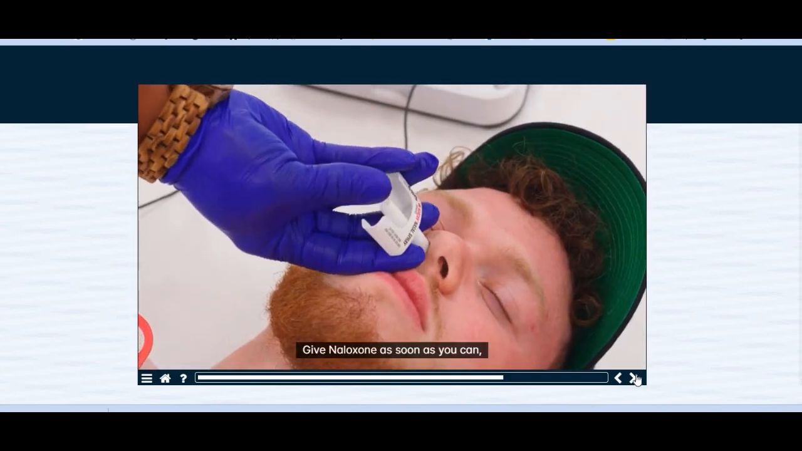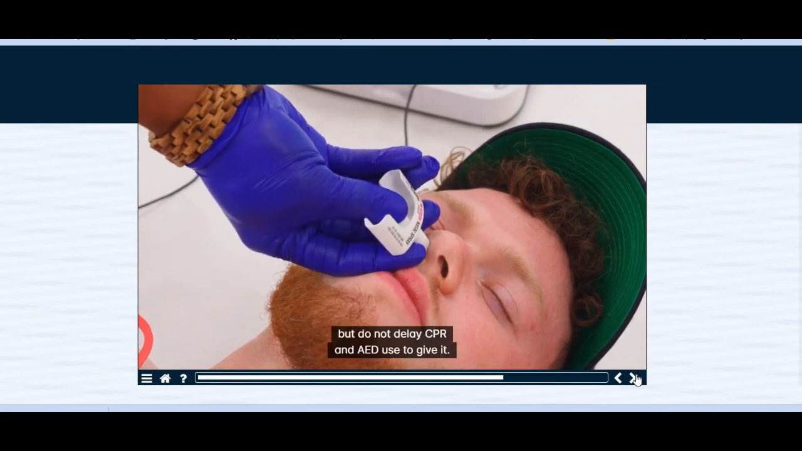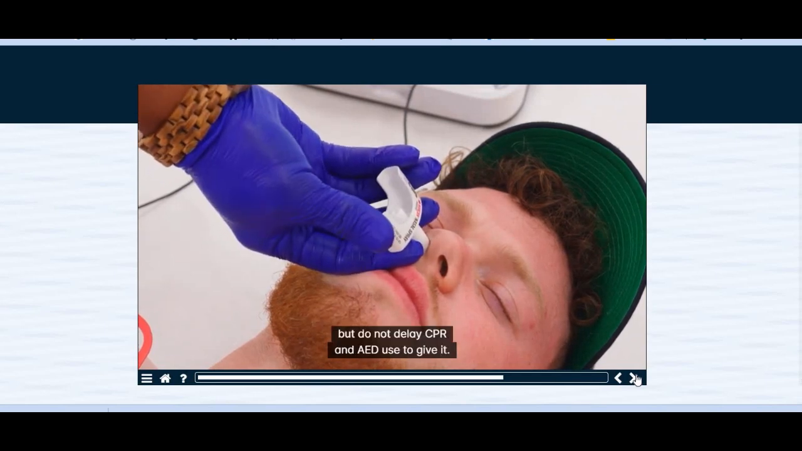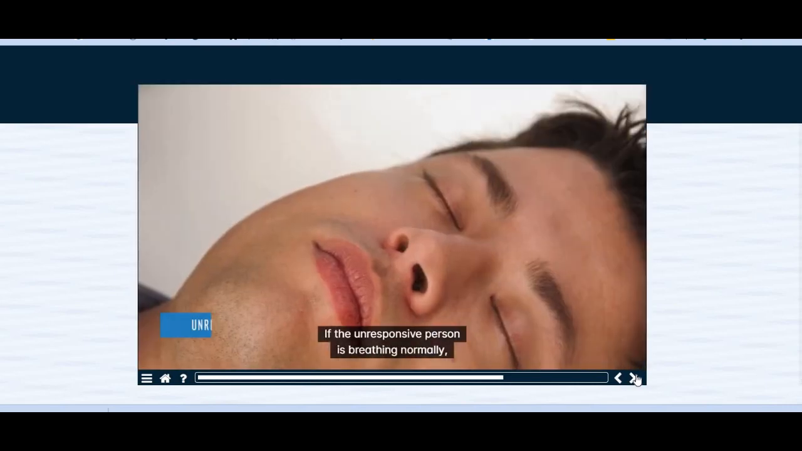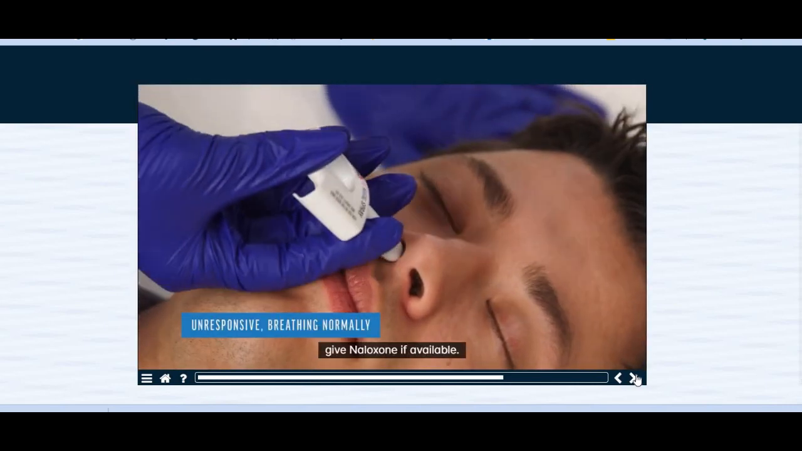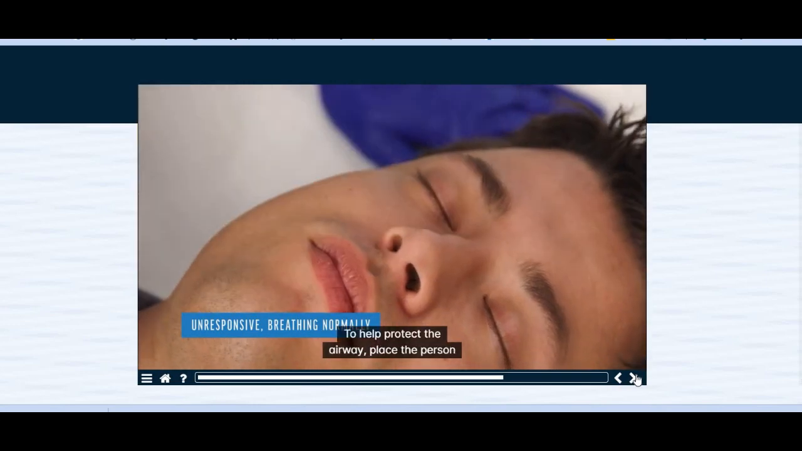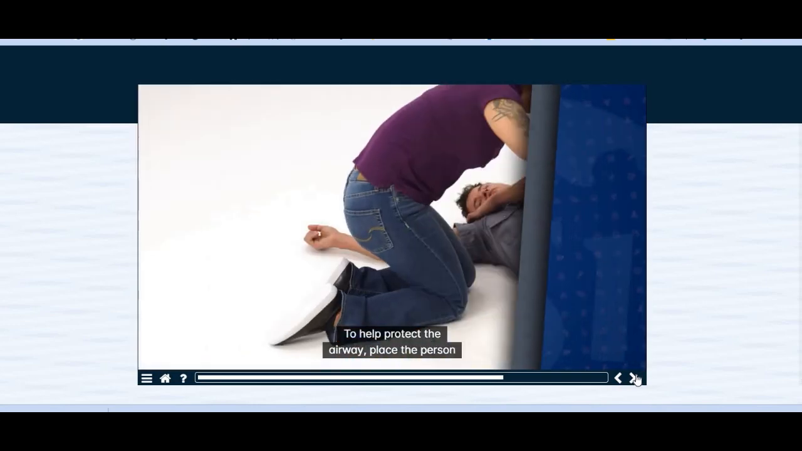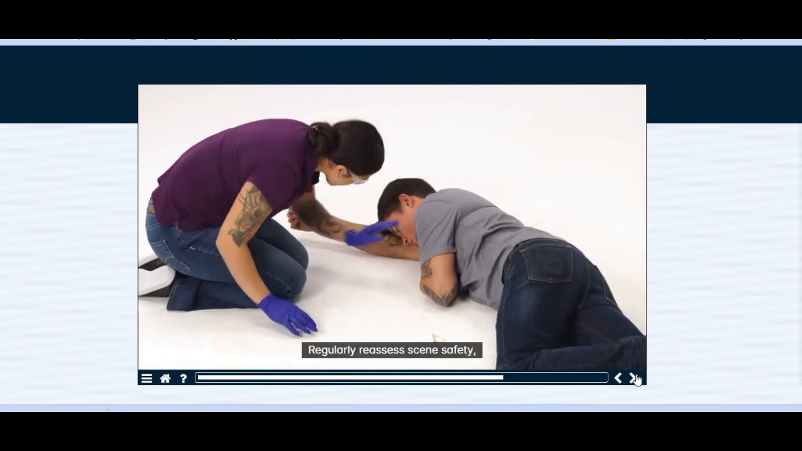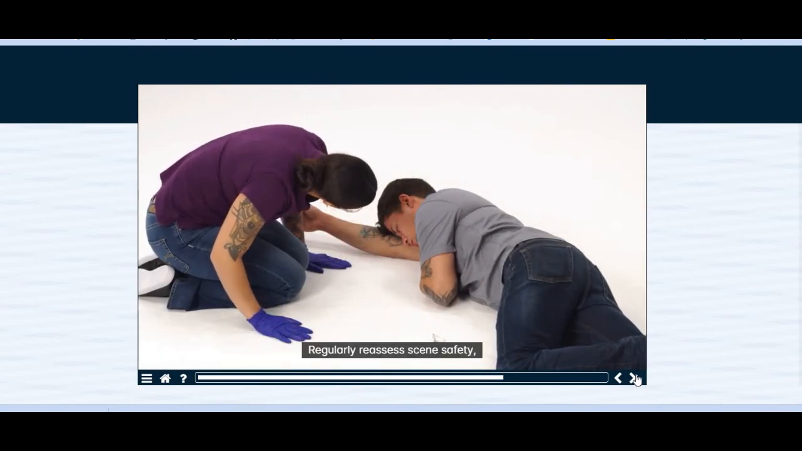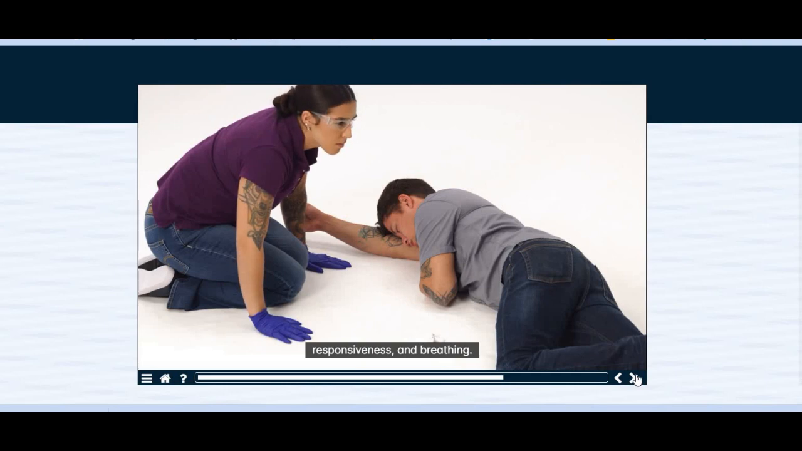Give naloxone as soon as you can, but do not delay CPR and AED use to give it. If the unresponsive person is breathing normally, give naloxone if available. To help protect the airway, place the person in the recovery position. Regularly reassess scene safety, responsiveness, and breathing.